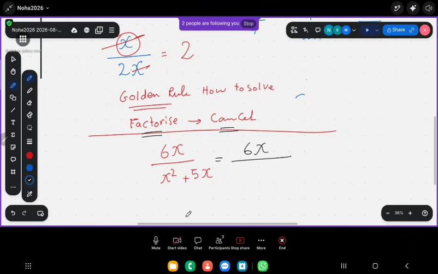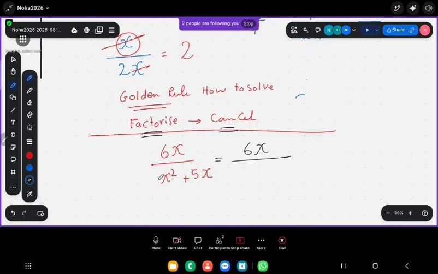Okay, look at your denominator. It's x power of 2 plus 5x. Can I factorize? The first thing in factorizing, do you remember our last session? The first thing in our factorizing is what? Yeah, it was the common factor. So I can take my common factor here. What's my common factor?